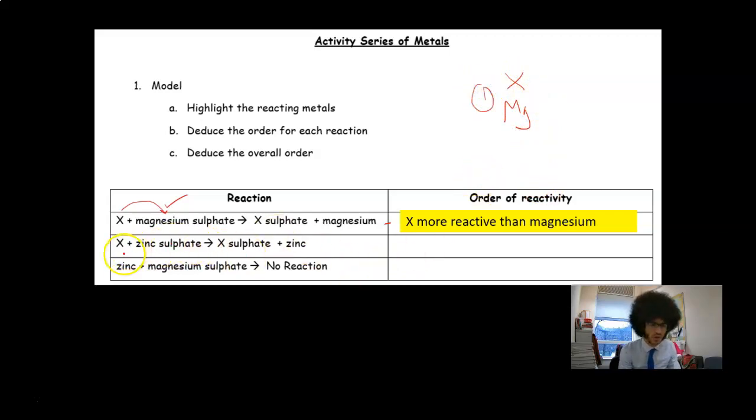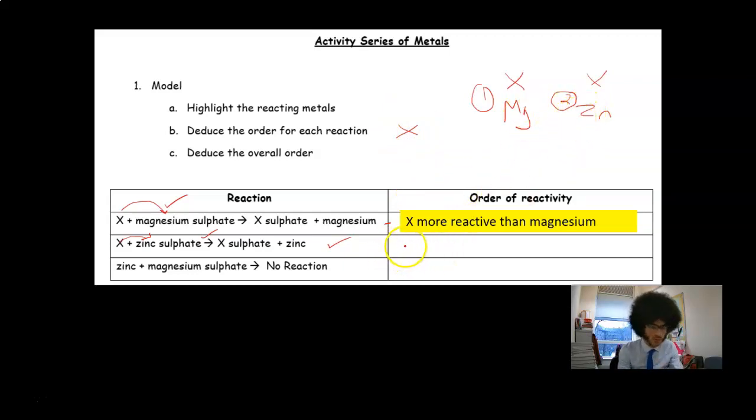Let's have a look at the next one. X and zinc sulfate makes X sulfate plus zinc. Now from this, X is displacing zinc. It's a reaction that works. That tells me that X has to be more reactive than zinc. That's my second clue. Now, I know that X has to be at the top of my overall reactivity series. I don't, however, know from this if magnesium is more or less reactive than zinc.